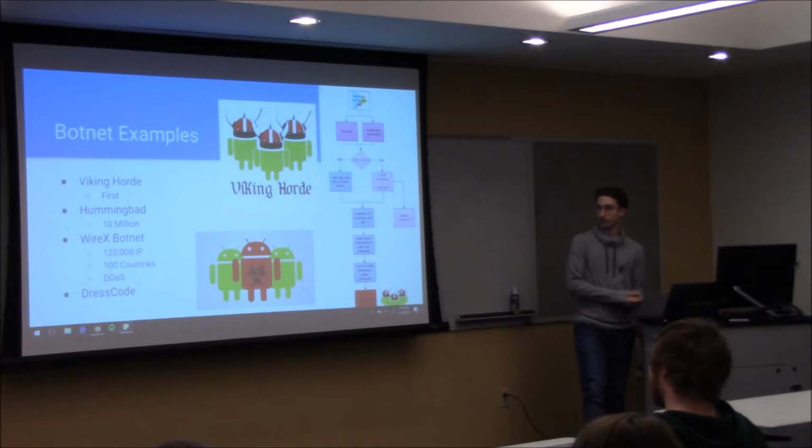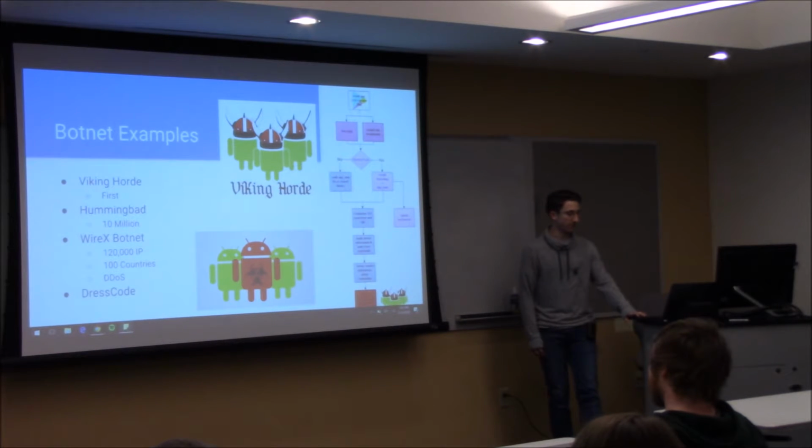Another attack is Hummingbad, which was pretty large. I think at its peak it had about 10 million devices that it infected. And that one was from February of 2016. It established a rootkit on there that was pretty persistent and hard to get rid of. It would also mainly use fraudulent ad revenue, and it could also install different fraudulent ads on your device as well, because it had root access.